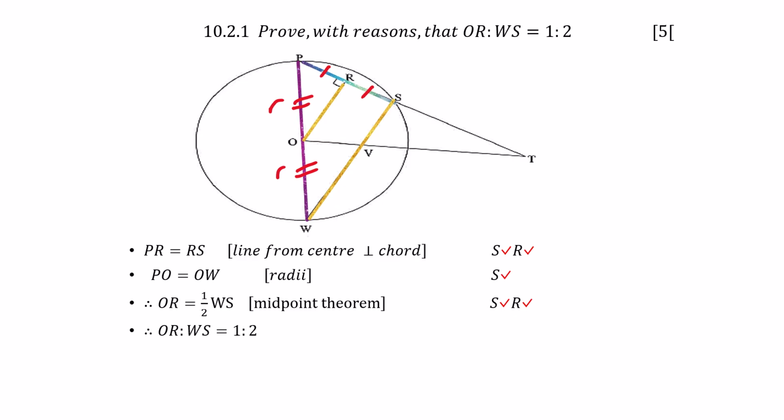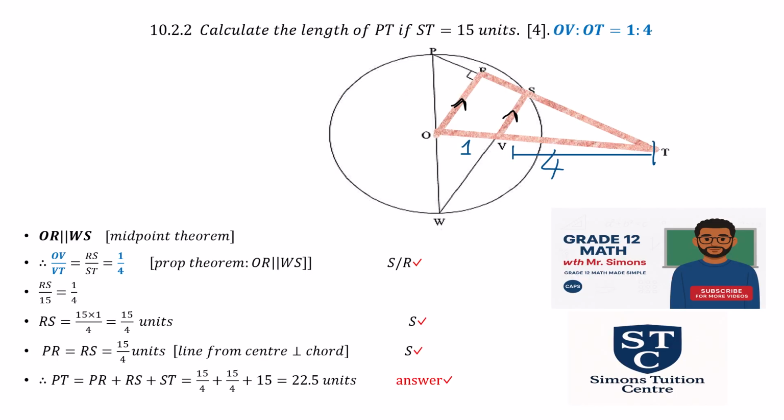Right, let's look at the second problem given. Now they say calculate the length of PT. So we went from P all the way to T there, if ST equal 15 units. Now remember in the beginning they gave OV to OT equal 1:4 there. So I've drawn from O to V is 1, V to T is 4. Take note, no units, it's not 1 centimeter or 1 meter, they are just in a ratio, 1:4. Normally you would say 1K, 4K or 1M, 4M.